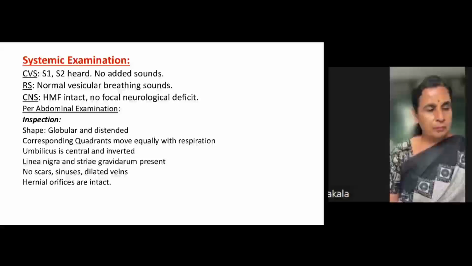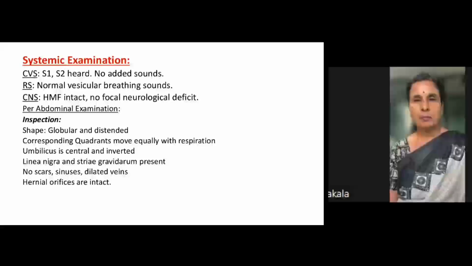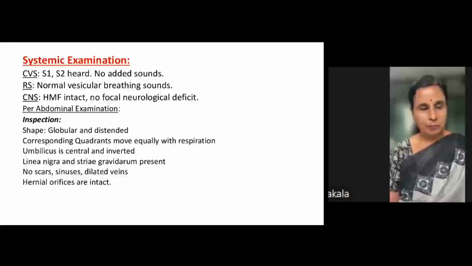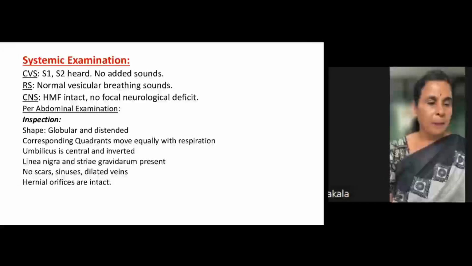For abdominal examination, inspection: the shape is globular and distended. All the quadrants move equally with respiration. Umbilicus is central and inverted. Linea nigra and striae gravidarum are present. No scars, sinuses, or dilated veins are seen. Hernial orifices are intact. So you have written here globular and distended, right? Yes, ma'am. Globular and distended.